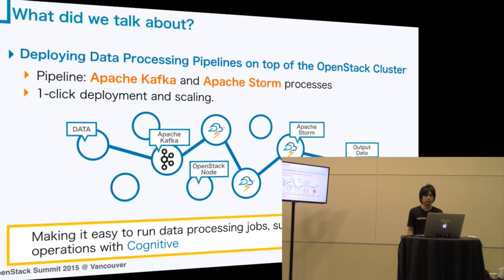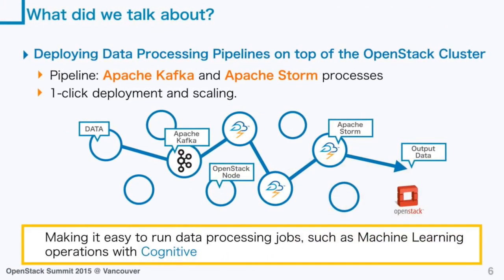So the summary of what we talked about: our project deploys data processing pipelines on top of the OpenStack cluster. Now Apache Kafka and Apache Storm are supported, and in the future it will be extended with other new projects. It now provides you one-click deployment and also changing configuration and scaling. And as one of the examples, we showed Cognitive, which can provide you machine learning as a service.